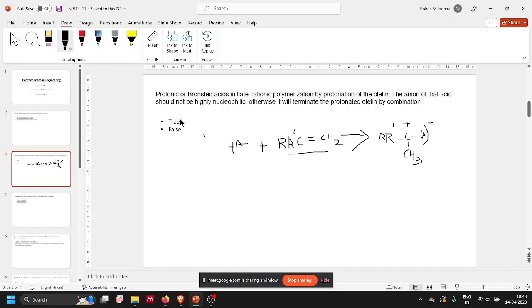So this is true. In the next statement, the anion of that acid should not be highly nucleophilic. Nucleophilic species are usually electron-rich. If it's highly nucleophilic, it will terminate the reaction immediately, and the A negative group will stabilize the cation and terminate the reaction. So the entire statement and both its parts are true.